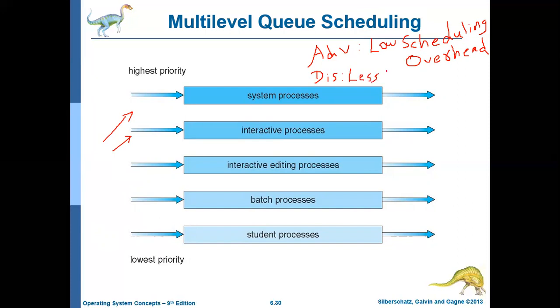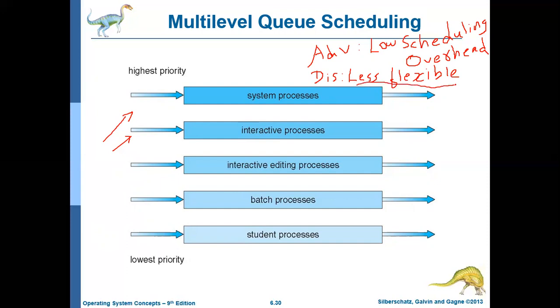It is not flexible in the sense you cannot move a process from one queue to another queue. Okay. For example, if you want to move a process from higher priority to lower priority, that is not possible. Or if you want to move a process from lower priority to higher priority, that is also not possible. So the disadvantage is it is less flexible.